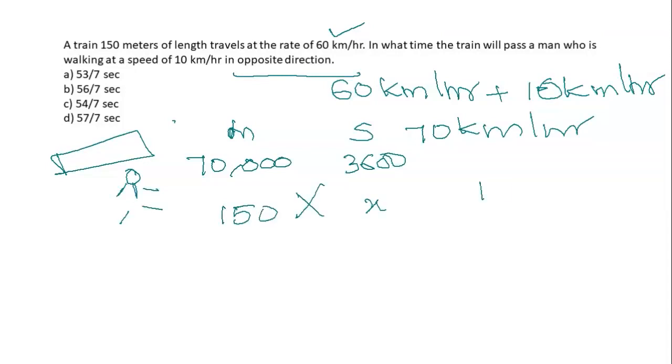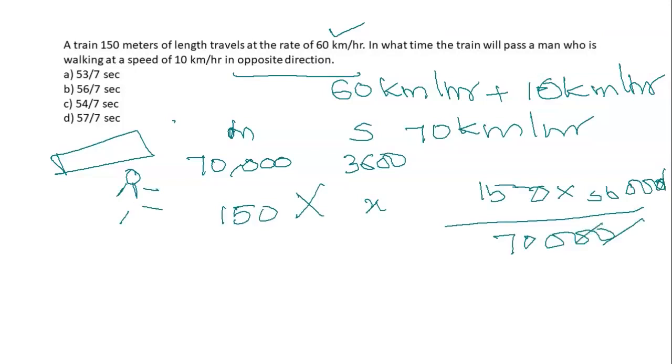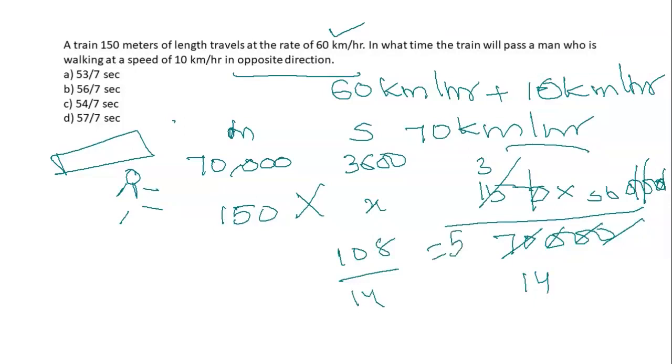It's nothing but 150 into 3,600 divided by 70,000. Here, 1, 2, 3 gone, 1, 2, 3 gone. So what do we have? 3, 14. So your answer is 108 by 14, nothing but 54 by 7. Okay, clear? So your answer is 54 by 7. Very simple question, you just have to know that relative speed is involved. Next question, shall we?